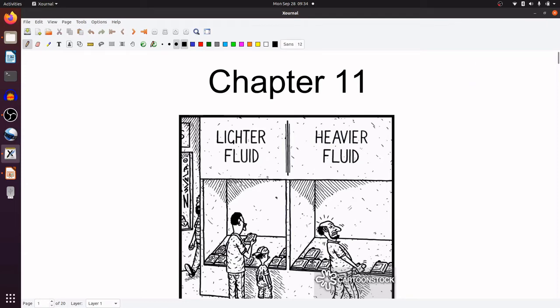All right, time to get chapter 11 started. Chapter 11 delves into fluids. We're still dealing with forces. We're now going to deal more with pressure, which we kind of saw a little bit in chapter 10. But it's all things fluids in chapter 11.